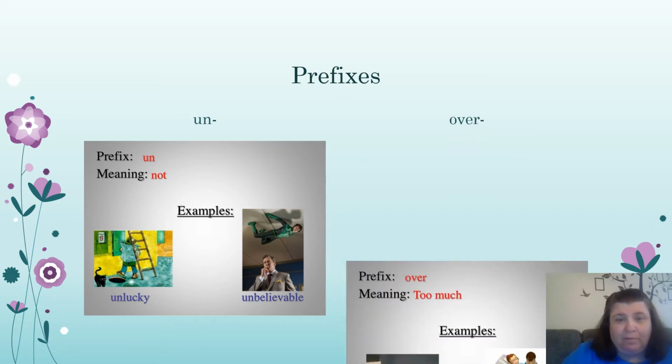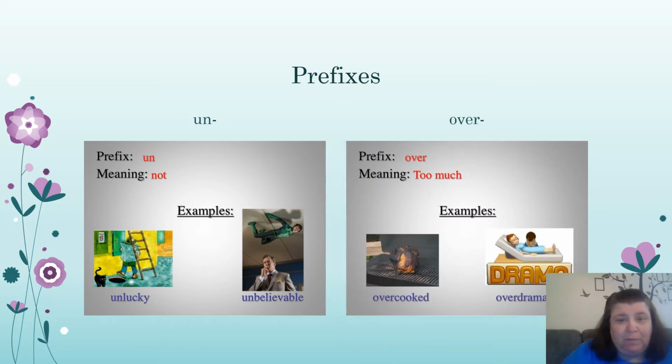We have over, which is too much. So if we have the word cooked and then over, put them together, we have overcooked. It means you have cooked it too much. If we have the word dramatic and over, you're overdramatic. That means you have too much drama.